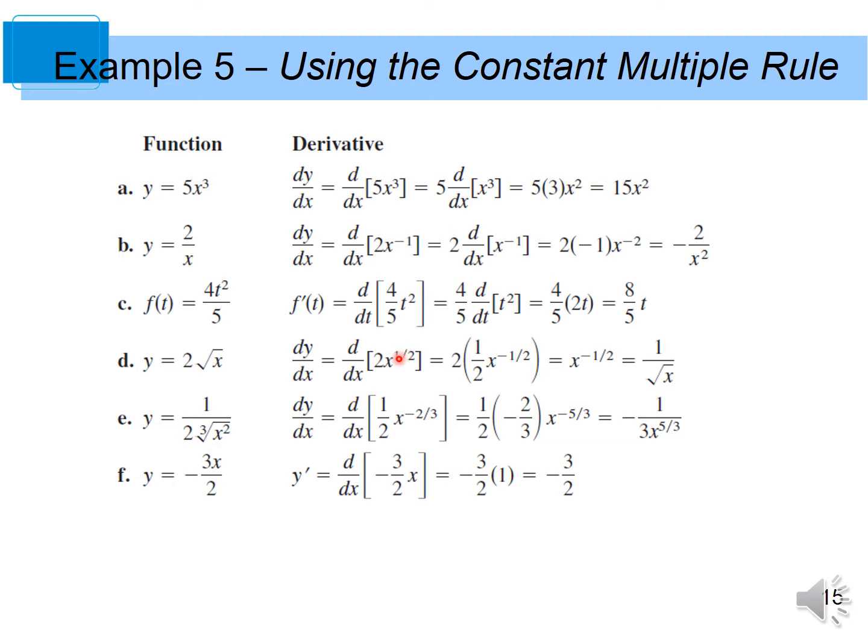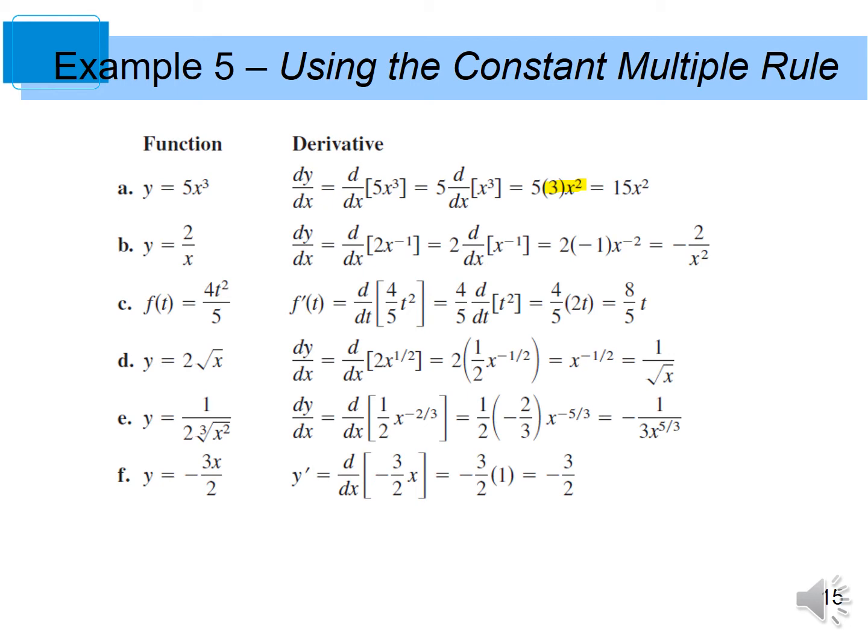For this example, you can use the constant multiple rule. For example, part a, because there's a 5 in front of x cubed, we use the constant multiple rule. We can bring the 5, the constant, out, and we just differentiate the x cubed with respect to x by using the power rule. This step is the power rule. So we simplify our answer. Lastly, we have 15x squared.